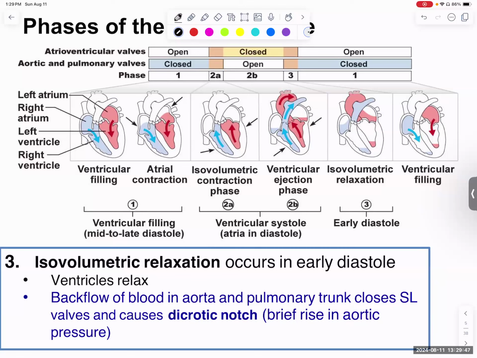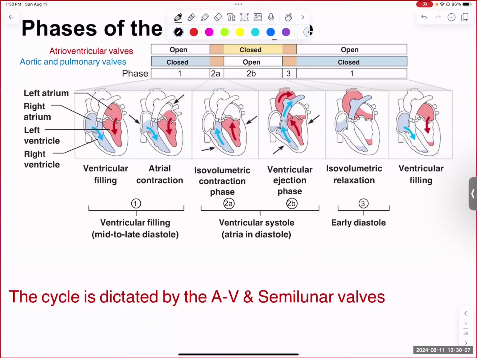So isovolumetric relaxation occurs during early diastole. Ventricles are relaxing. You do have something called a dicrotic notch, which is a brief rise in aortic pressure because the aortic semilunar valve closes. The blood in the aorta comes back down and hits that valve and increases the pressure, and you see this on the pressure graph.